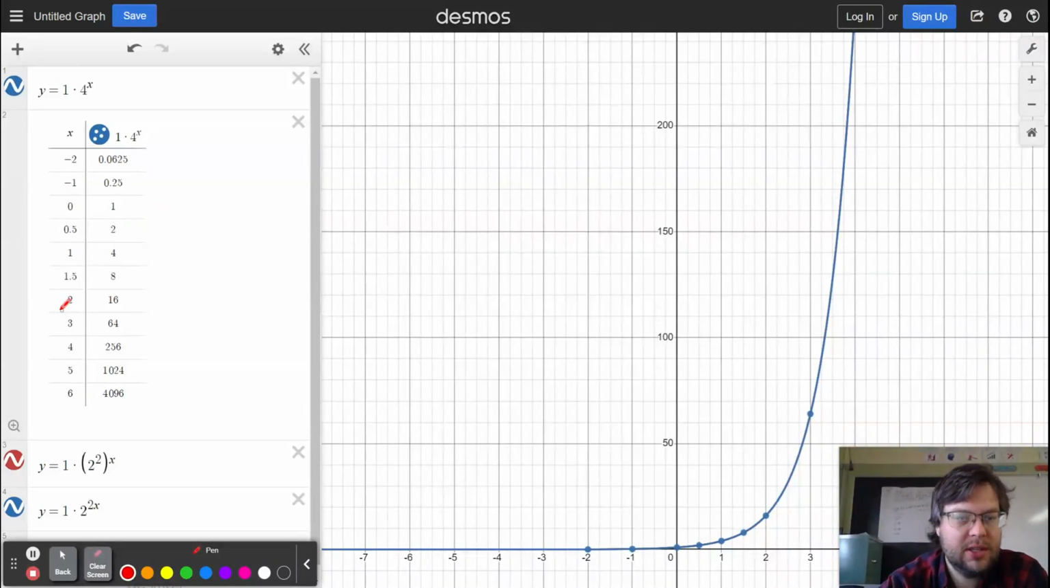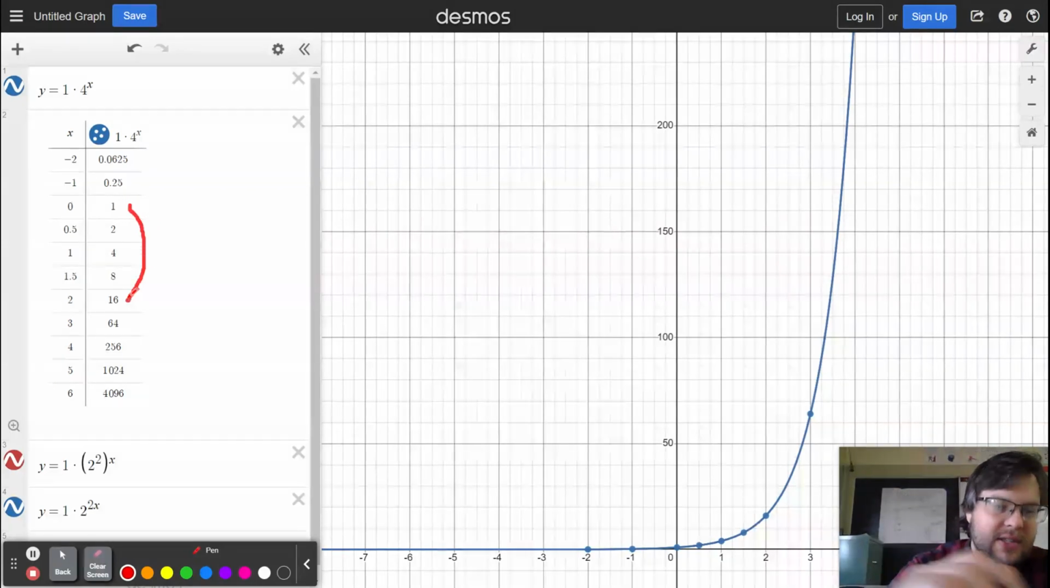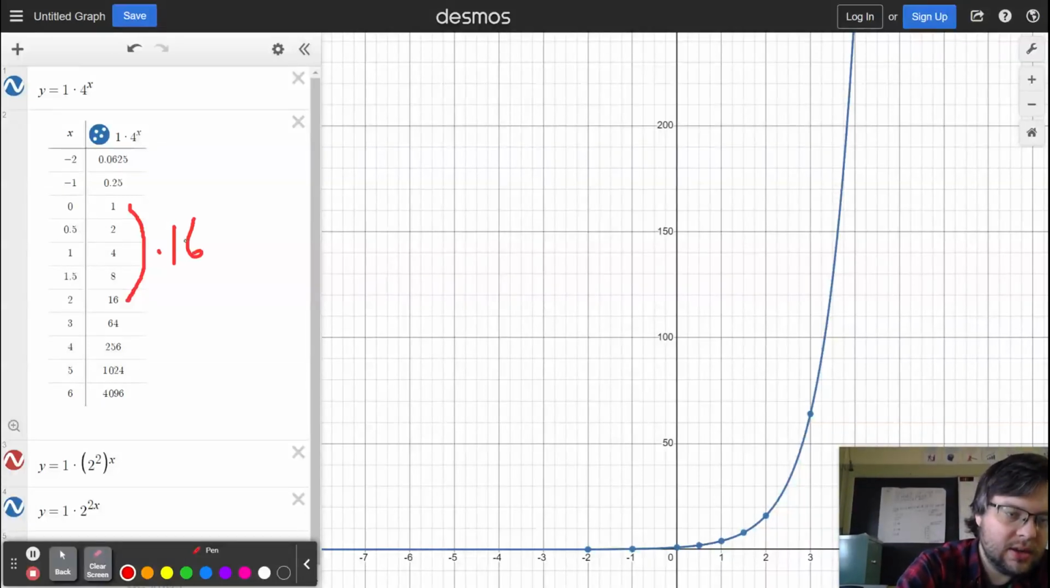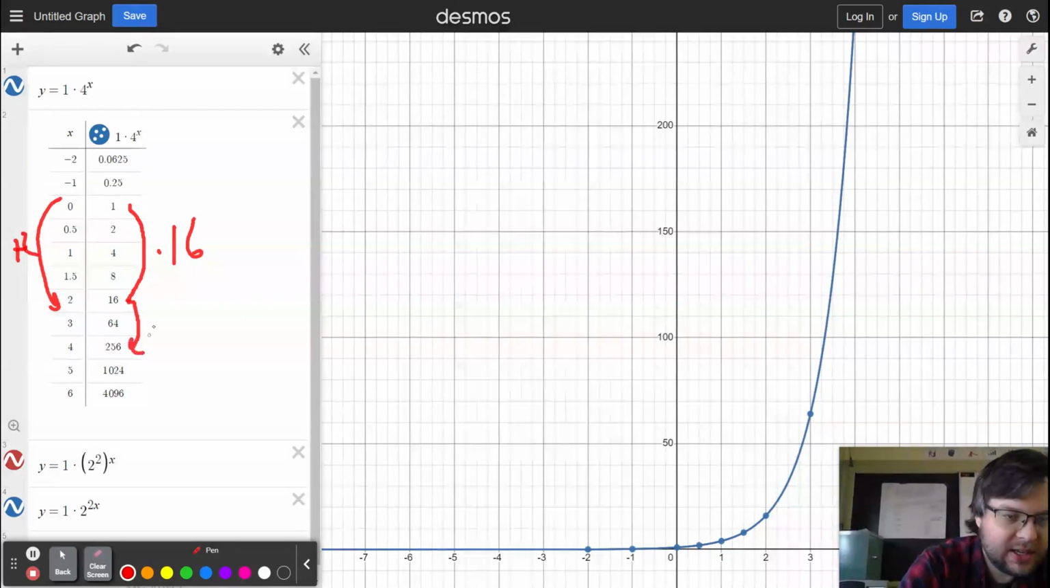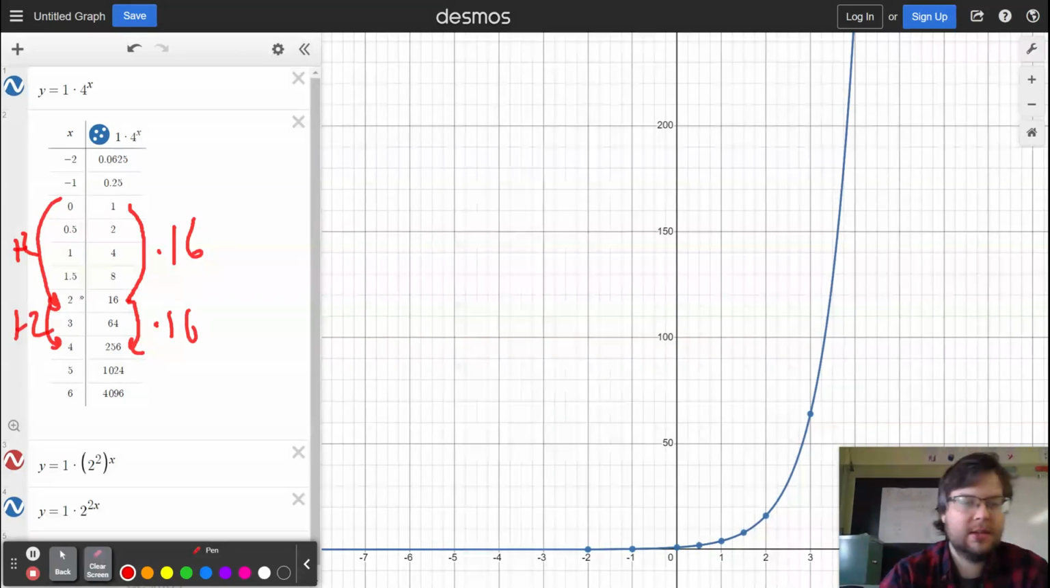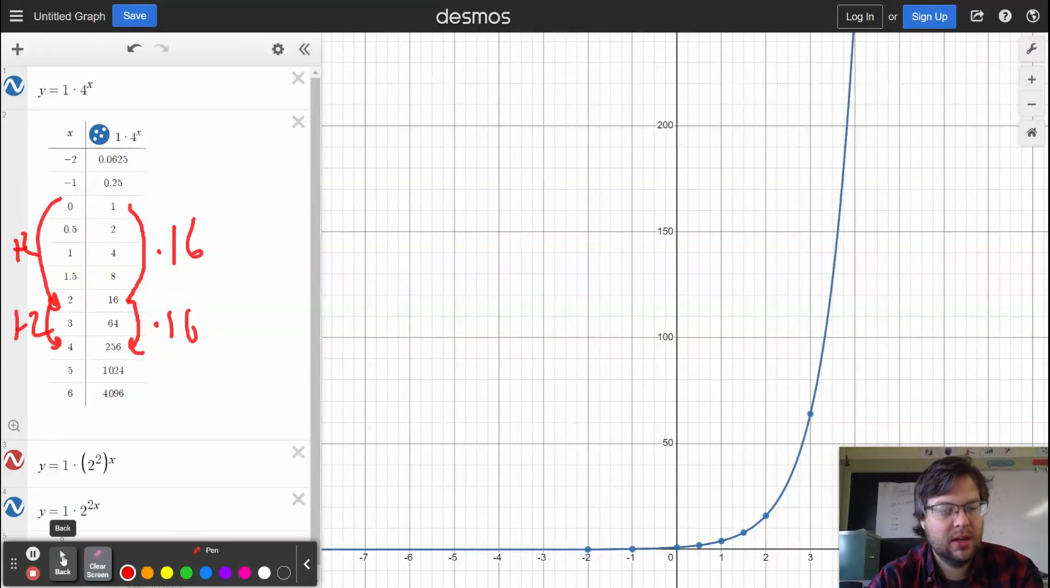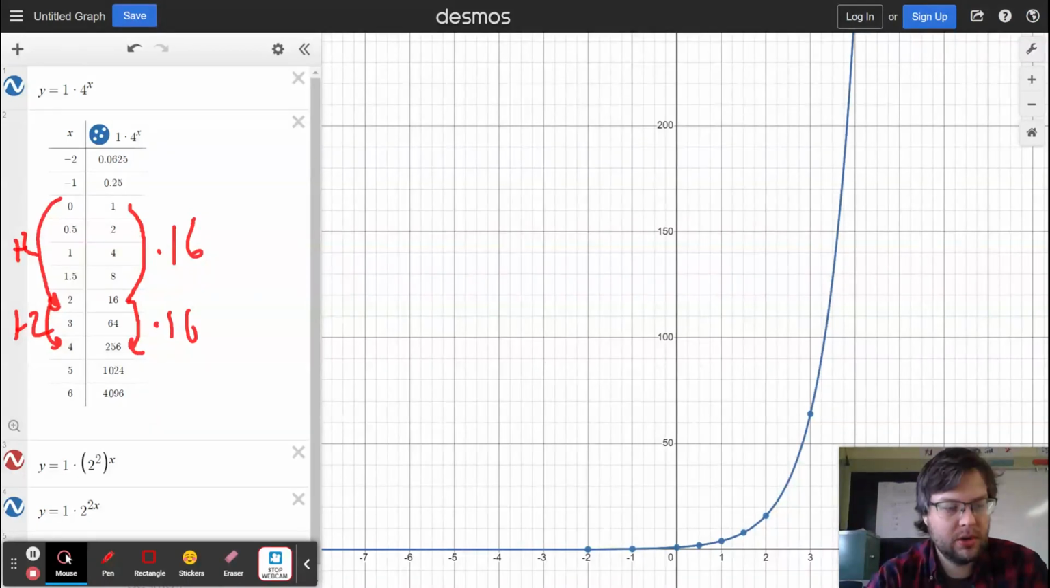In fact, we can do this with lots of other things. We could write this equation as, notice that it multiplies by 16 when you go plus 2 here. And it multiplies by 16 again as we do another plus 2. And that gives me an idea for how I can write another version that's equivalent.